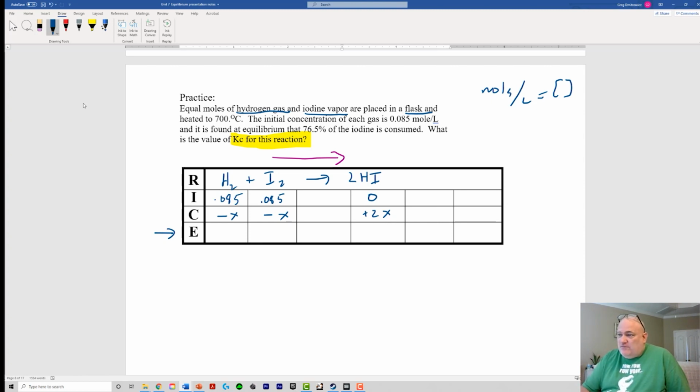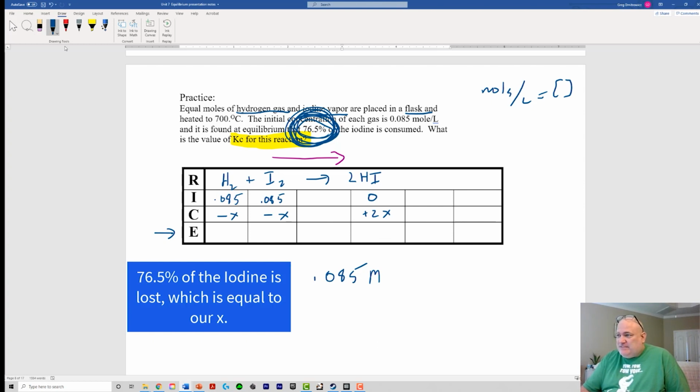Now, the key thing would be, if we can figure out what our X value is, couldn't we then solve for what our equilibrium values are? So how can we do that? Well, here's the thing. Don't they tell us that we have 0.085 molar I2 to begin with, and they say at equilibrium, 76.5% of this is consumed. Wouldn't that be the same thing as saying our X is equal to 76.5% of this? So how would you figure that out?